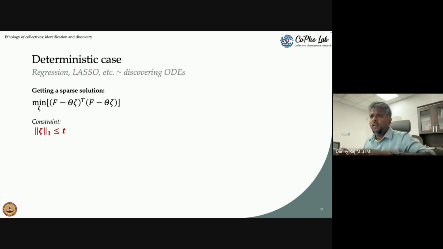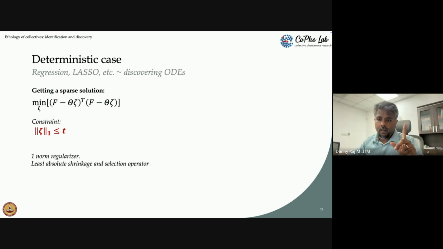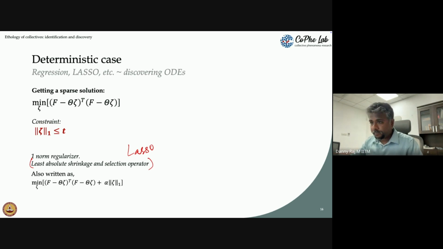So it's like saying, find whatever solution you want to find, but at the end of the day, if I add all the coefficients together, it should not cross this threshold t. So this is called a one norm regularizer, and the paper in which it was introduced for the first time is called LASSO, which stands for least absolute shrinkage. So with these absolute values, you're trying to shrink them to select certain of these columns.